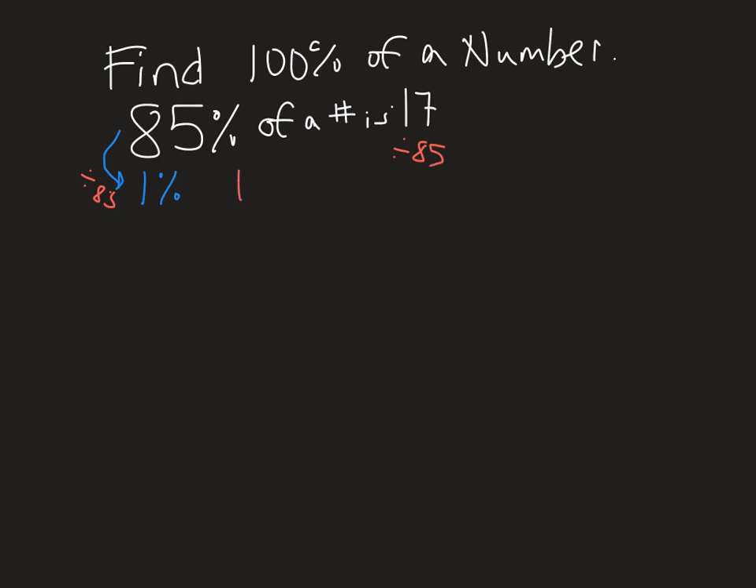Okay, so 17 divided by 85. Now remember, we're dealing with decimals, and a lot of the times you may end up with decimal numbers. Don't be afraid of decimals, okay? So don't automatically do 85 divided by 17, because you know that you can't do that anymore. So 17 divided by 85 is 0.2. So what that means is 1% of our final number is 0.2, because if 85% is 17, then 1% is 0.2. And then all we have to do is say, okay, well, 0.2 times 100 equals 20.